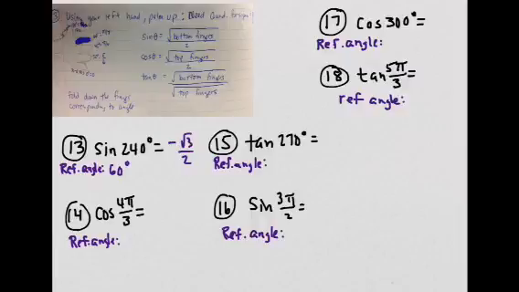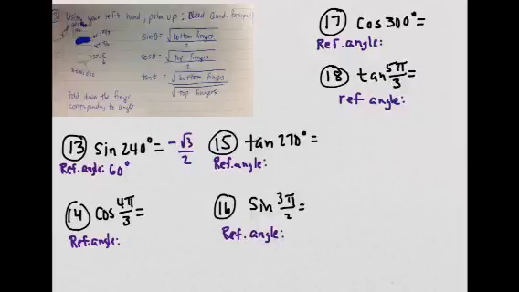Now 4 pi over 3 for number 14. 4 pi over 3, the reference angle is pi over 3. In radians, it's easier to identify the reference angle because you just look at the denominator. Okay, so radical 3, so it's the same angle as number 13, so it's already filled in.